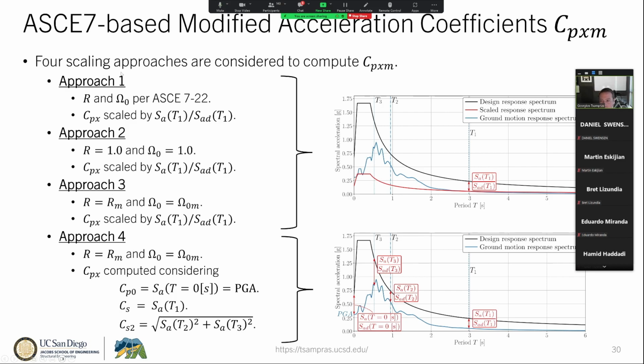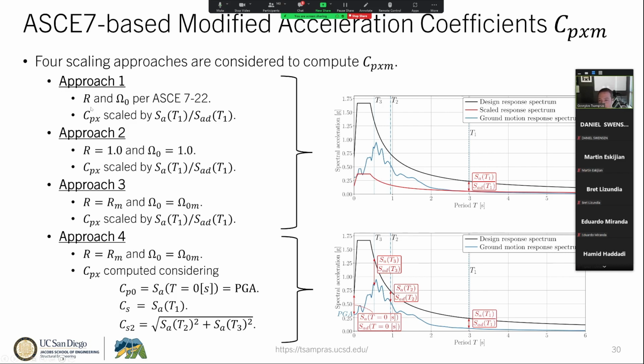And so far we are using 4 scaling approaches, and we are expanding on a few more. And what we are doing, for instance, in approach 1, we assume that we have the R and omega factors given per ASCE 7, so we are not modifying them. So the assumption is that we have a design level earthquake and we have the nonlinearity associated for each system with that level of earthquake.